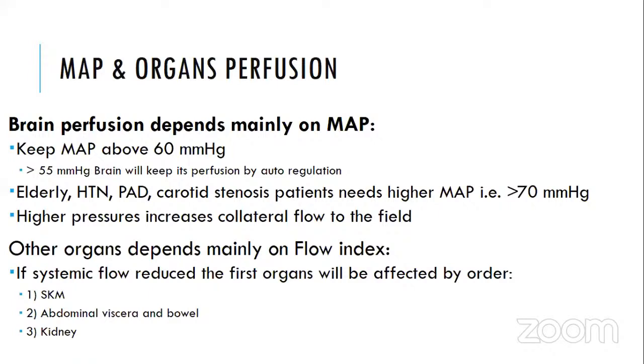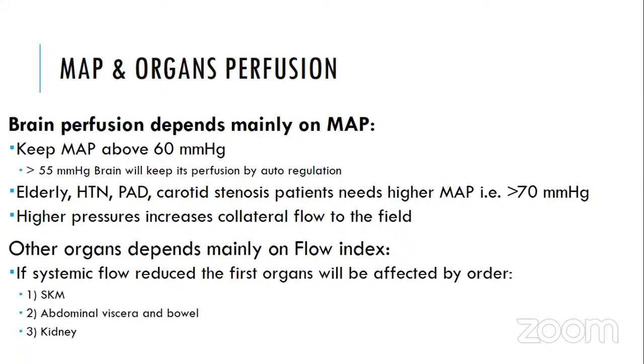Coming to MAP and organ perfusion. Brain perfusion depends mainly on MAP, so keep the MAP above 60 millimeters of mercury, and if the MAP is above 55, the brain will keep its perfusion by autoregulation. But in special situations like the elderly, hypertensive patients, and the presence of peripheral vascular disease and carotid stenosis, the patient needs a higher MAP, so it is better to maintain it above 70. Higher pressure increases the collateral flow to the field.